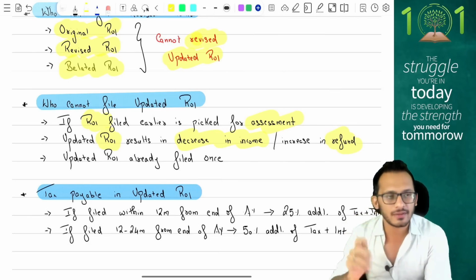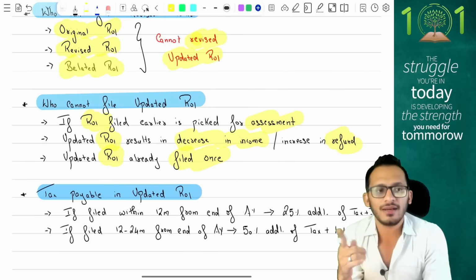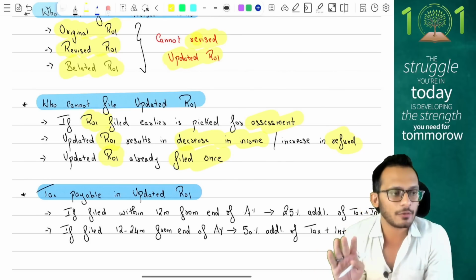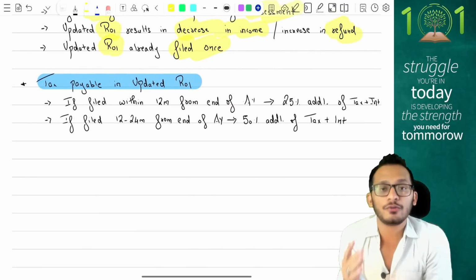Cases where you cannot file an updated return: an updated return cannot be filed if the return has already been filed once. You cannot file a second updated return, which means an updated return cannot be revised. Then, when it comes to the updated return, what are the cases where you have to pay taxes?